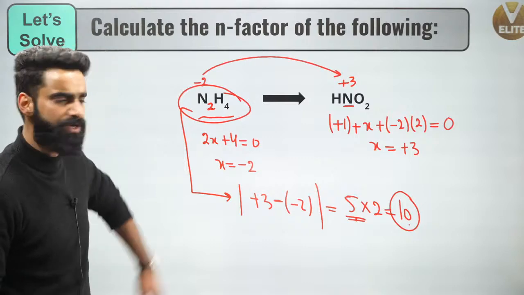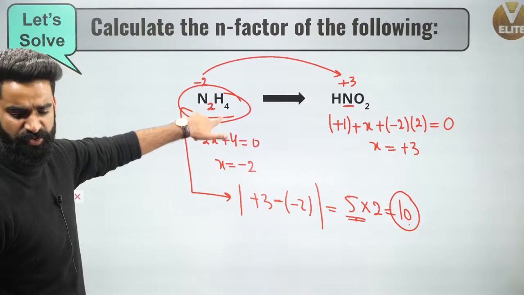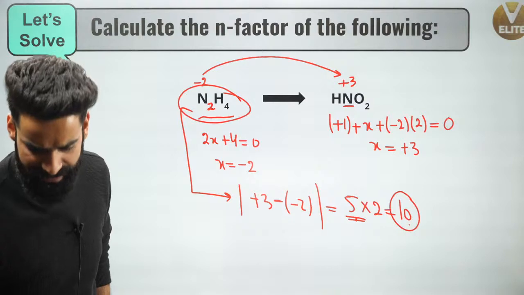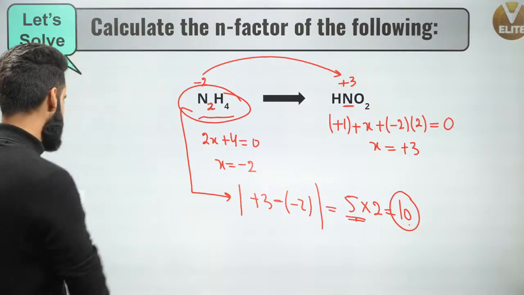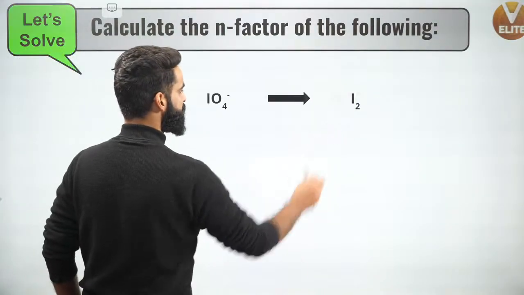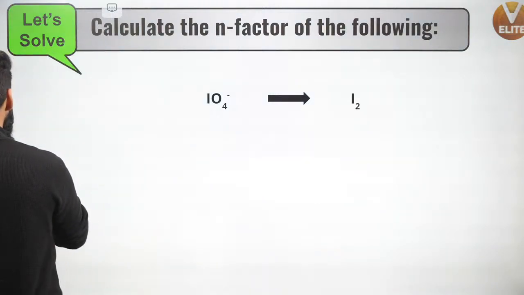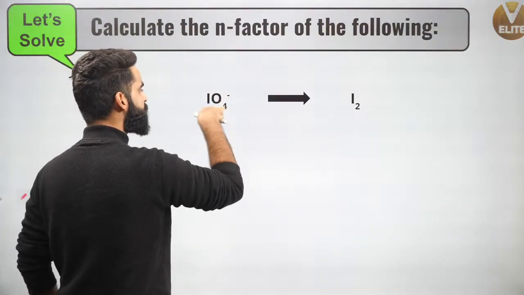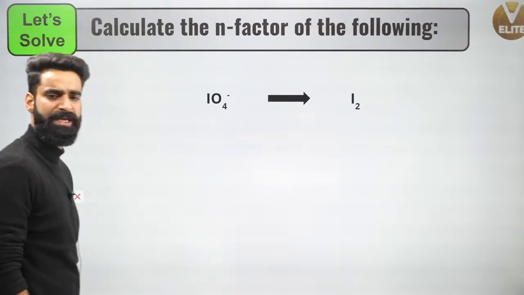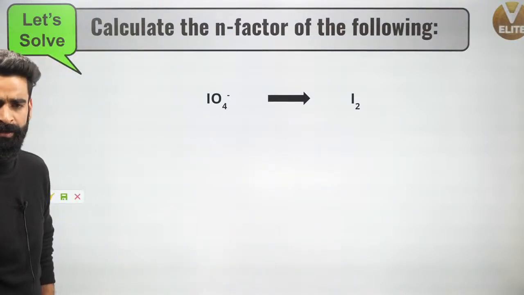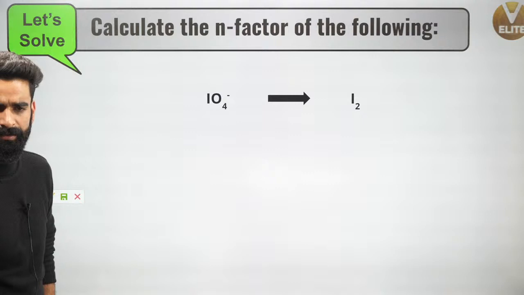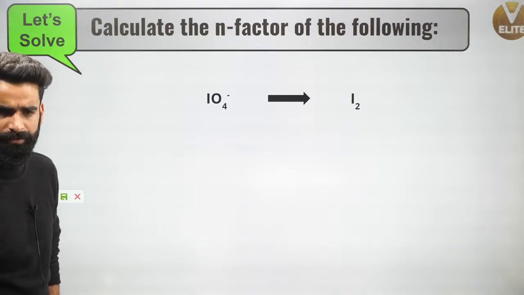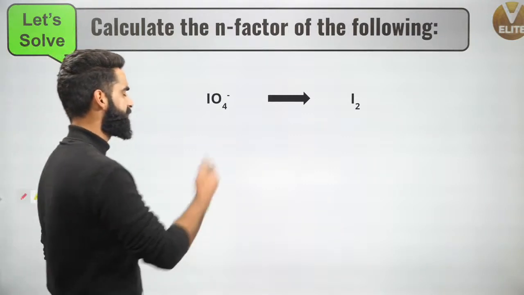If you got its N factor, you can divide its molar mass by its respective N factor and you'll be getting the equivalent mass. Yes, very simple. Okay, now people, let me move on to one more question. Let me see if you can solve this or not. Very, very simple. I want you to calculate the n factor of this IO4 negative right here. You can easily do that, okay?